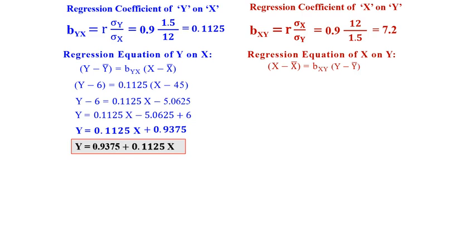So x minus x bar equals bxy into y minus y bar is the equation formula. x minus 45 equals 7.2. Observe, bxy is 7.2 into y minus y bar, which is 6. So simplifying this, we get like this. Then take minus 45 to the right hand side, plus 45 it will be. So plus 45 and minus 43.2 is given. So we have to subtract again.